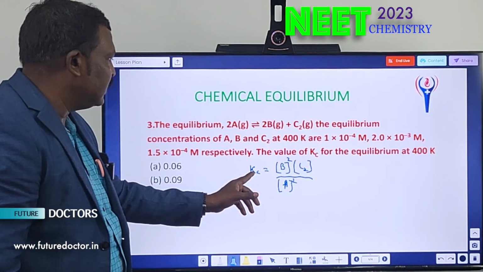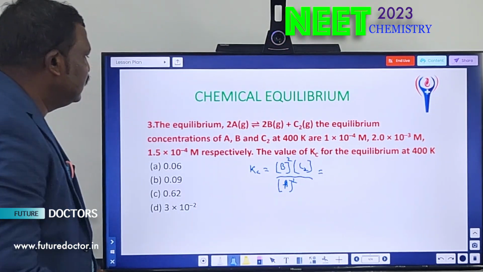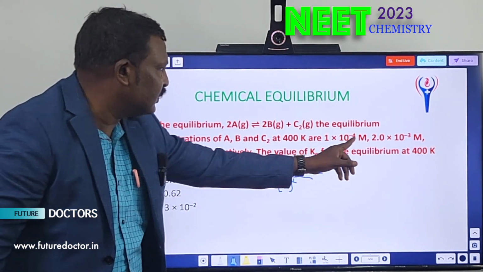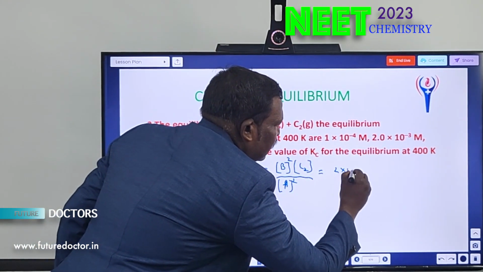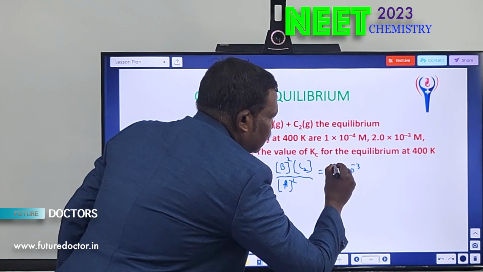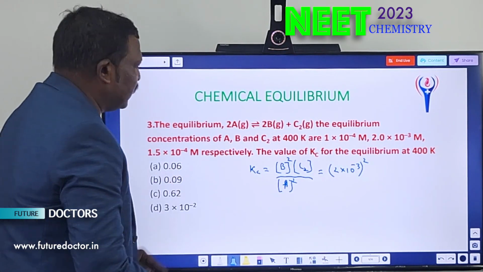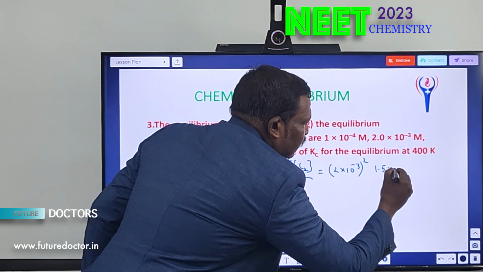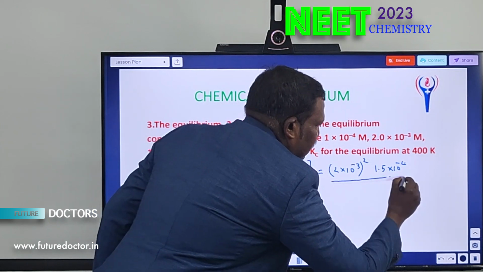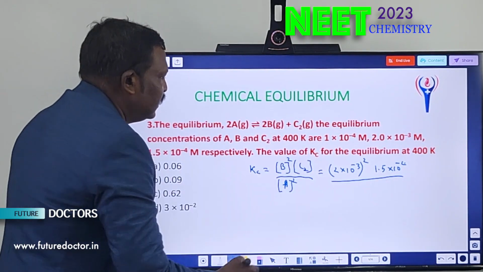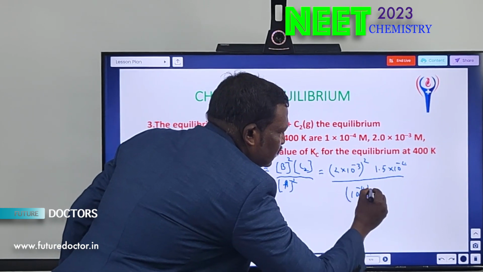They're asking to find only the Kc value. All the concentration values are given. You just substitute, then we can get the answer. Simply, you know what the B value is? B value is 2 into 10 power minus 3, and it's a whole square, so you put it like this. Then C2, the third value, is 1.5 into 10 power minus 4. Understood? Then the concentration of A is the first value, so this is also squared: 10 power minus 4, the whole square.